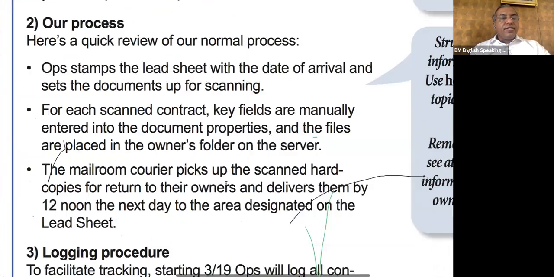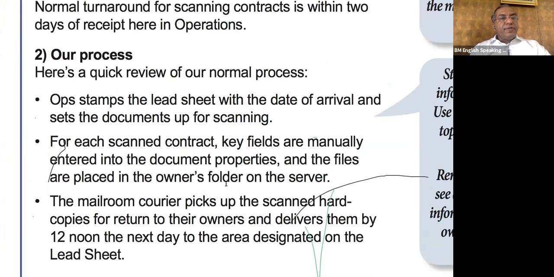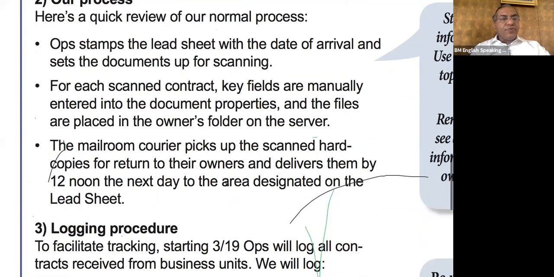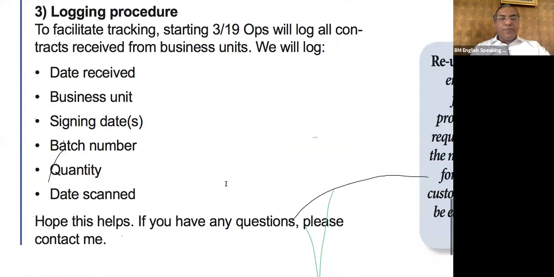So here in the second paragraph, a process is mentioned. Here's a quick review of a normal process. Ops stamps the lead sheet with the date of arrival and sets the document up for scanning. So you would have observed almost the text is same, but it is aligned very clearly. For each scanned contract, key fields are manually entered into the document properties and the files are placed in the owner's folder on the server, like that. And the next, third point, you can see bullet points.